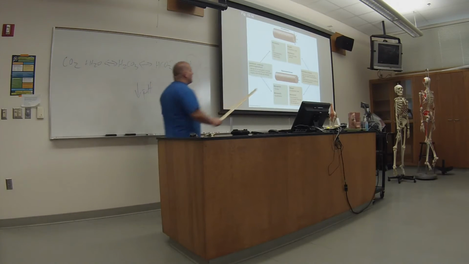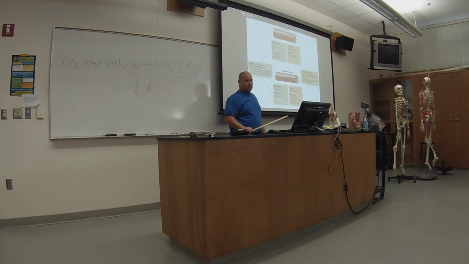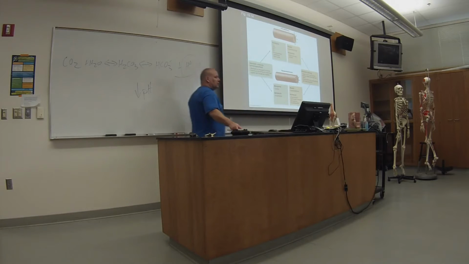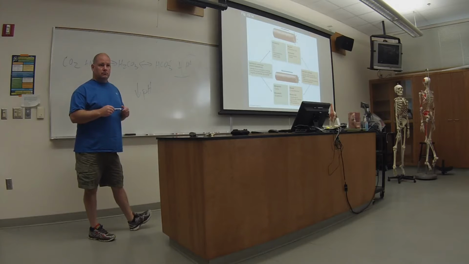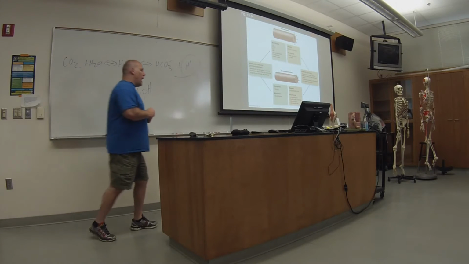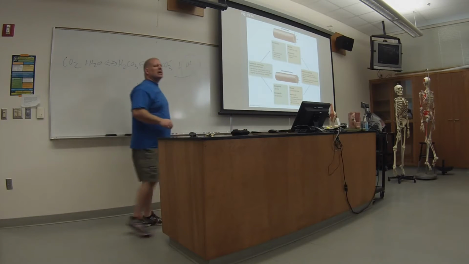Okay? Hydrogen ions are a waste. The increase in potassium is a waste. Decrease in oxygen cause an increase in blood flow?